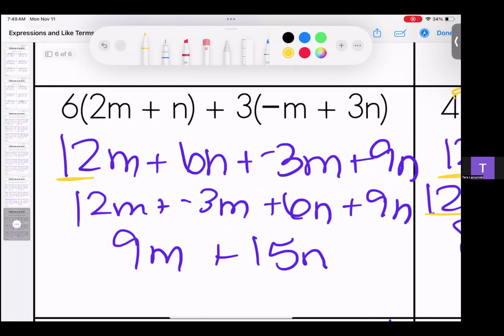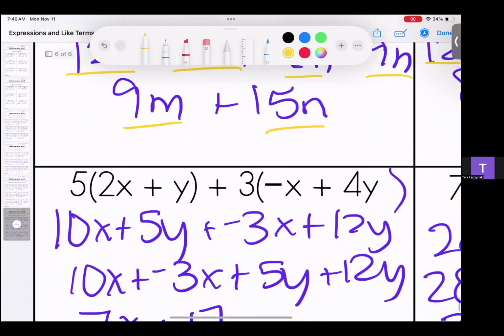6 times 2 is 12, 6 times 1 is 6. 3 times 1 is 3, 3 times 3 is 9. We have 1 negative, 12 minus 3 is 9, bigger is positive. 6 plus 9 is 15.